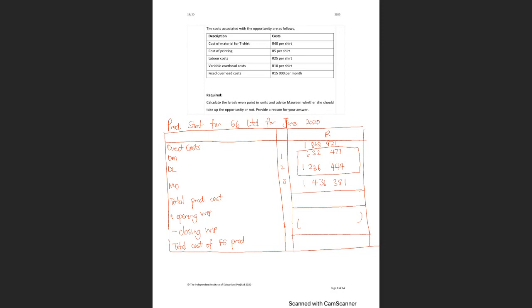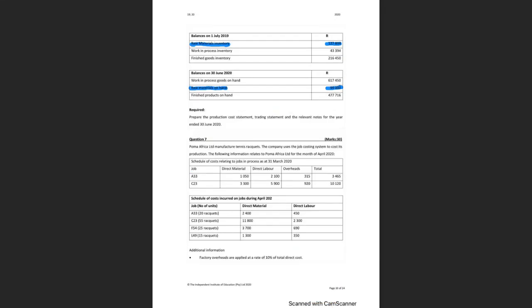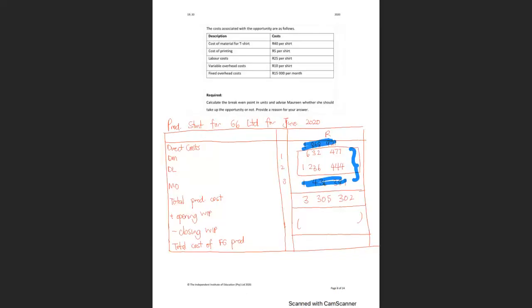This now collectively gives you, remember, you're either adding up this total at the top and your overheads, or you can add up those three. So that would give you a figure of 3,305,302. Then you're adding on your work in process opening balance. So they gave you this at the top here. That's 43,394, and you're subtracting the closing balance, which is here, 617,450. So let's take that to our statement.